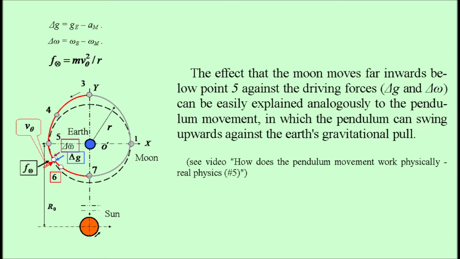The effect that the Moon moves far inwards below point 5 against the driving forces, delta G and delta omega, can be easily explained analogously to the pendulum movement, in which the pendulum can swing upwards against the Earth's gravitational pull. See video How does the pendulum movement work physically, Real Physics, number 5.